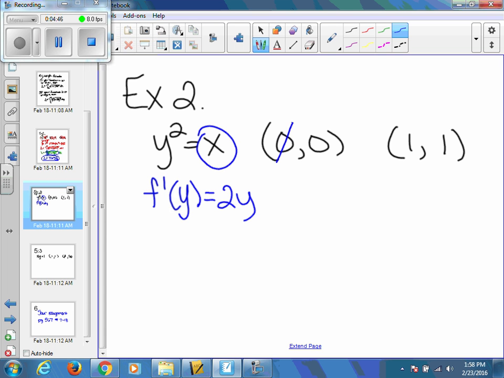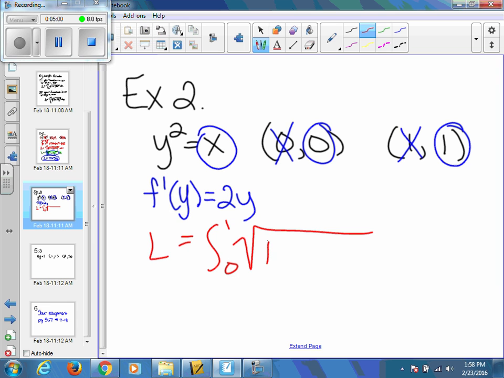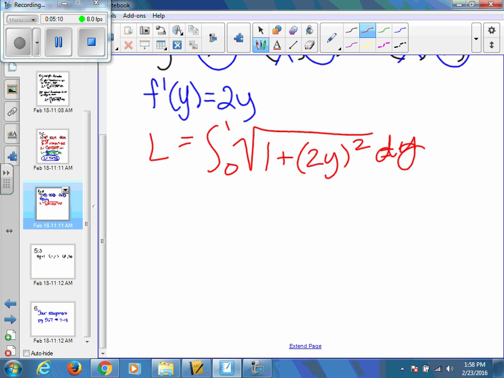And because I'm dealing in terms of y, I care about my y values. So I'm going to integrate from 0 to 1, the square root of 1 plus f prime of y, which is 2y, squared, dy. And we continue to simplify. We have the integral from 0 to 1 of the square root of 1 plus 2 squared, which is 4, y squared, so 1 plus 4y squared.